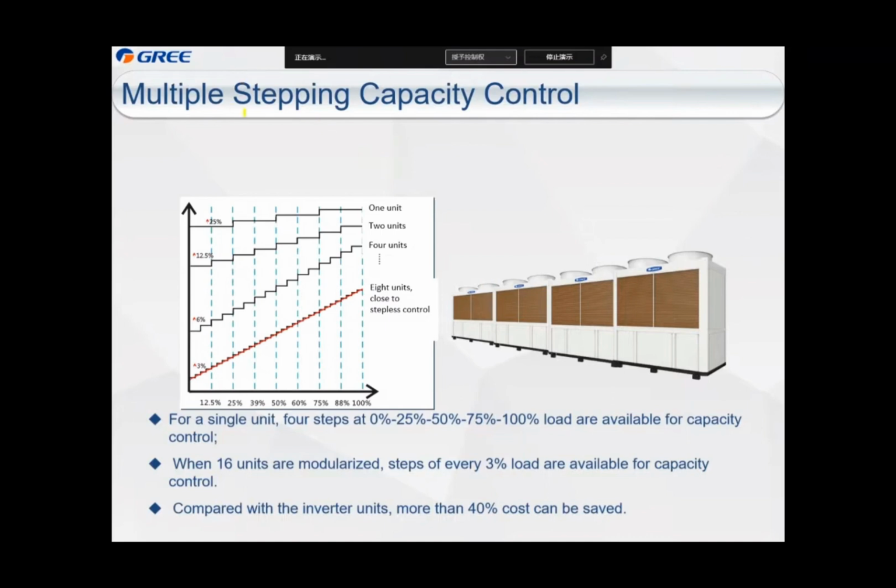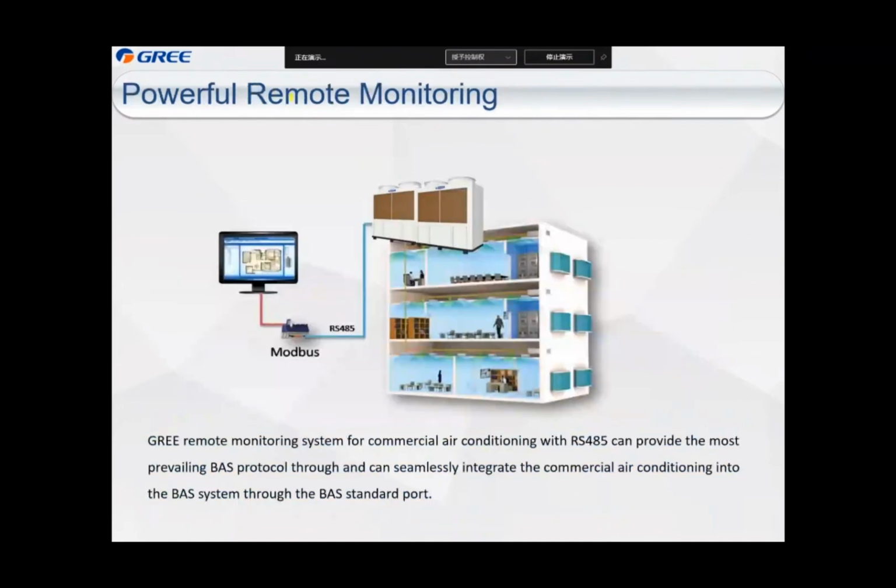Okay, this is the multiple stepping capacity control. And next is a powerful remote monitor. That we can realize the remote monitor. The unit can connect BMS system, use RS-485 protocol. If you want to connect the remote control, you can use GRI monitor software, or you can connect the BMS system. We can provide the RS-485 protocol. This is the remote monitor.